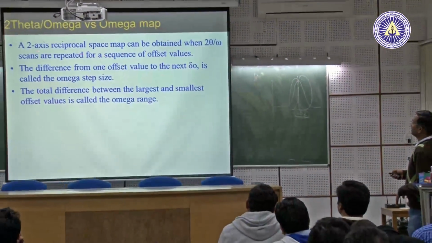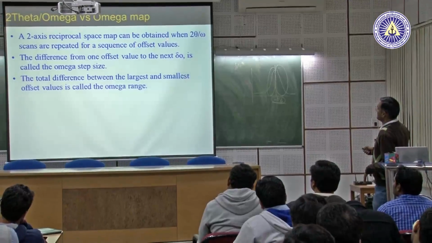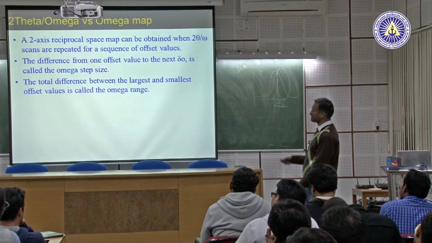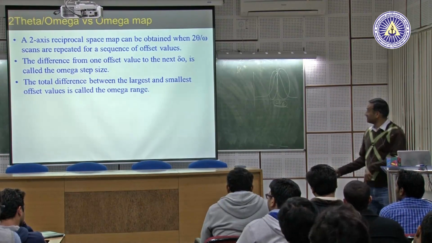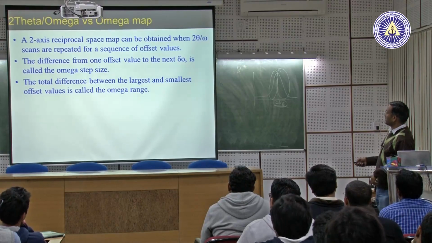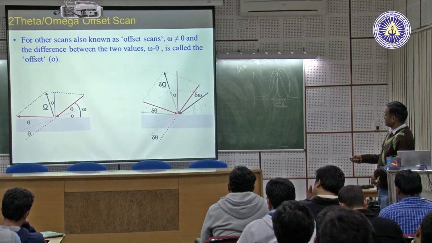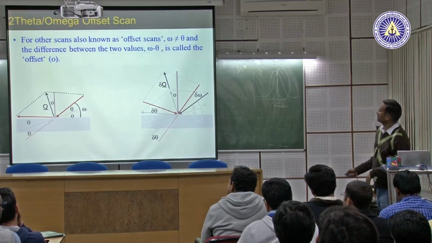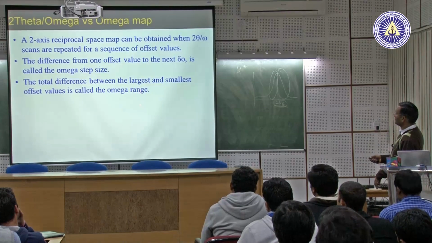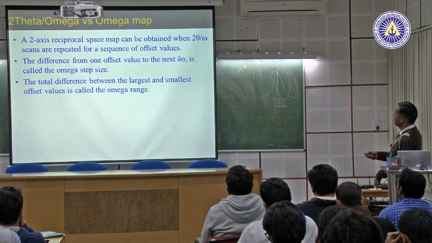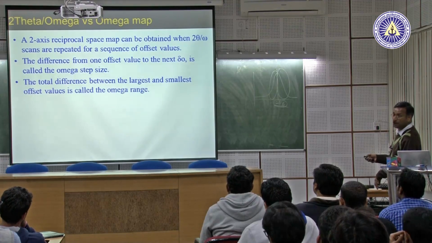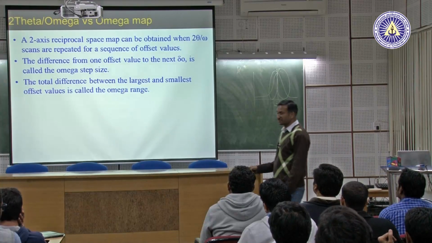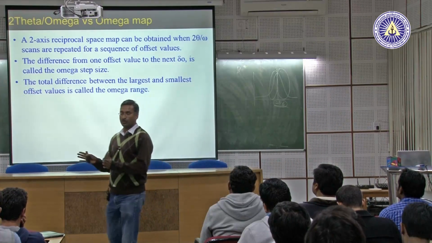So basically a 2 theta, a 2-axis reciprocal space map can be obtained when you repeat 2 theta omega scans for a sequence of offset values. Okay? So many offset values are chosen. If you look at the previous exercise, this is one offset value. You take many omega values, which will give you different offset values. The difference from one offset value to the next is called delta omega, which is the omega step size. And the total difference between the largest and the smallest offset is the omega range.